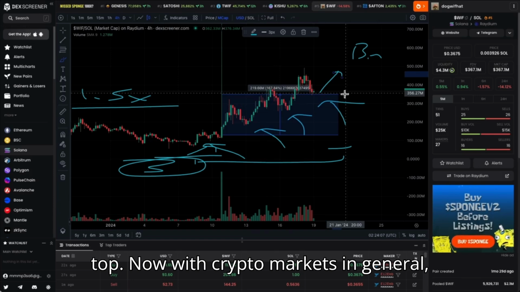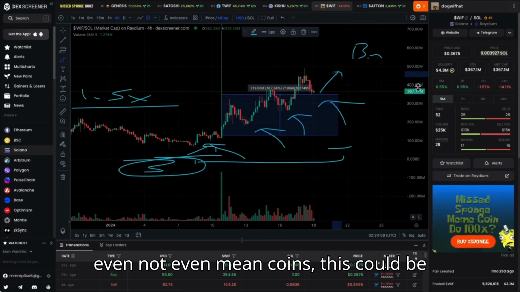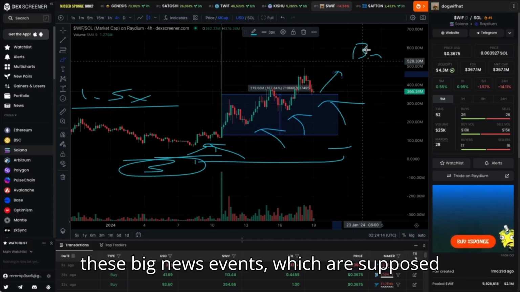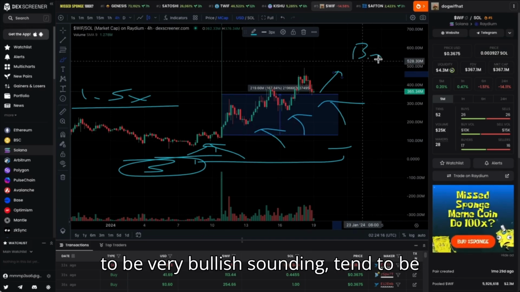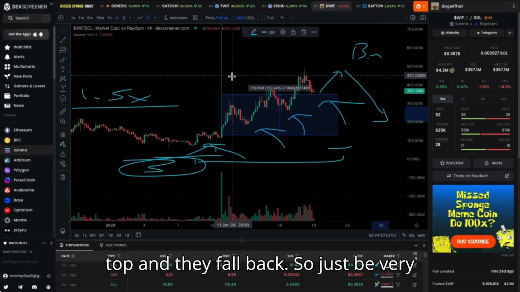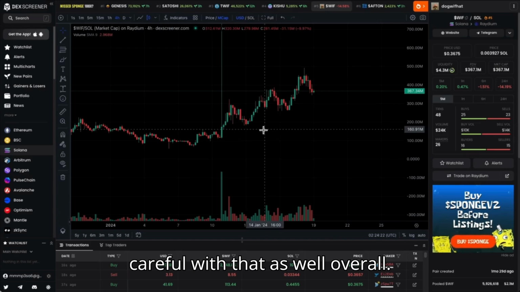Now with crypto markets in general, not even meme coins, this could be Bitcoin or anything else. Usually these big news events, which are supposed to be very bullish sounding, tend to be liquidation events where they reach the top and they fall back. So just be very careful with that as well overall.